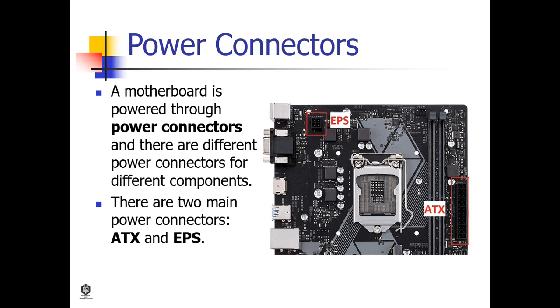Next, the power connectors. A motherboard is powered through power connectors, and there are different power connectors for different components. Some of the components don't need additional power connectors on the motherboard, such as RAM, storage drives, and low-profile graphics cards, which draw the power from the slots. There are two main power connectors, ATX and EPS. Their pin configuration varies from board to board. While the ATX power connector is responsible for delivering the power to different sections of the motherboard, the EPS power connector is solely dedicated to supplying the power to the VRM.